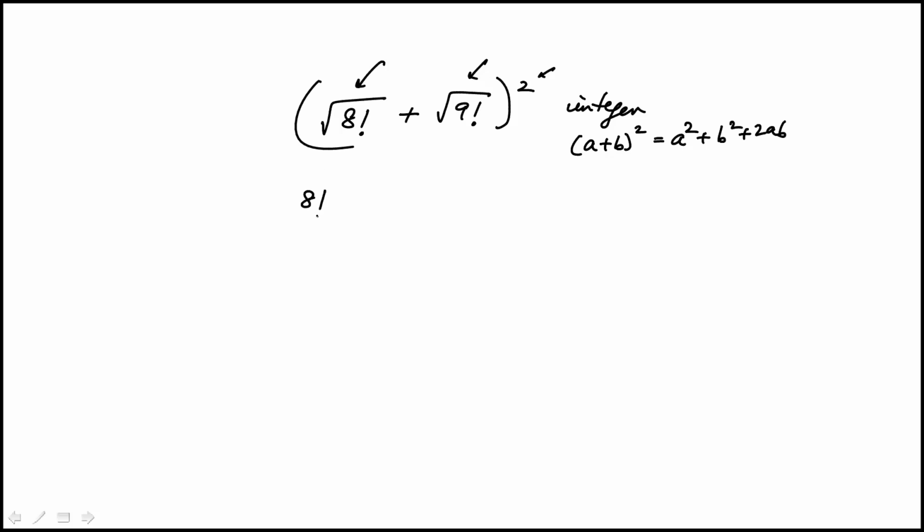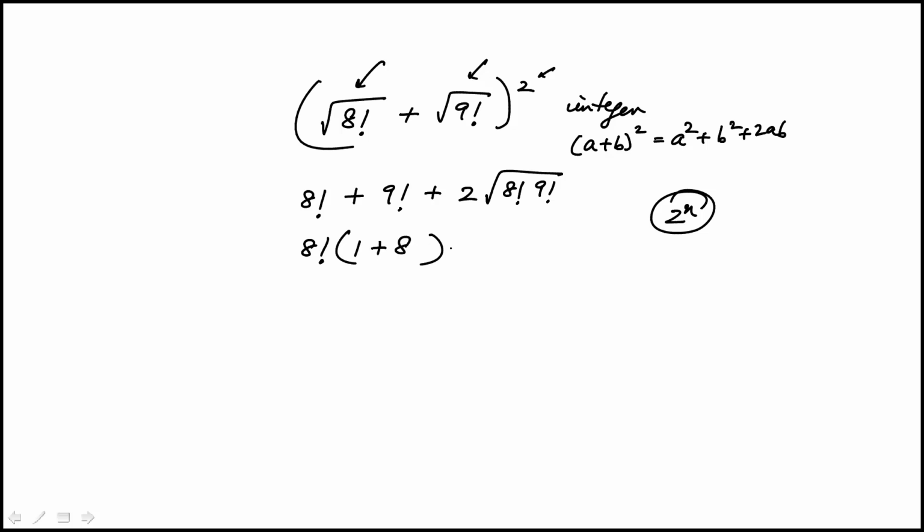So I'm going to do, first term would be 8 factorial, 9 factorial plus 2 times square root of 8 factorial times 9 factorial. So we'll see how this is going to help because we need to find the greatest integer n that's a factor of this. So I can factor out an 8 factorial and we'll get 1 plus 8. So this is 9.